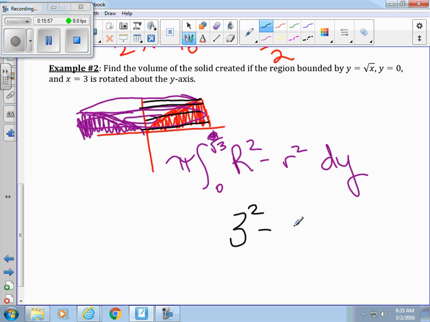Inside radius is more complicated. Would you agree the inside radius is the x value of this curve? Well, x equals y squared. Everyone agree with that? So the radius of the little circle is y squared.